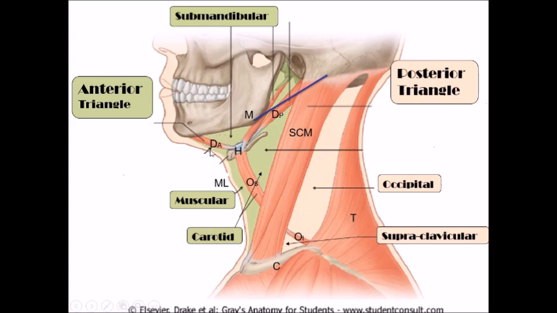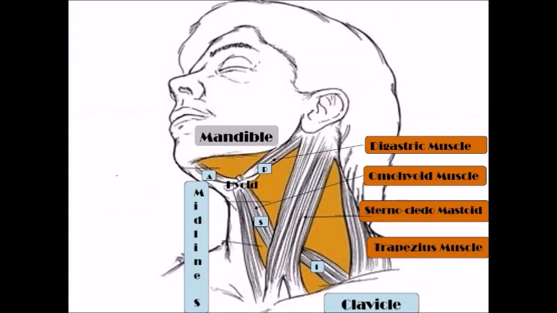Coming to the last triangle, this is the submental triangle. This is called a submental because it is below the mentum. Okay, so this is the mentum here, it is below the mentum. That's why it is called the submental, below the mentum.